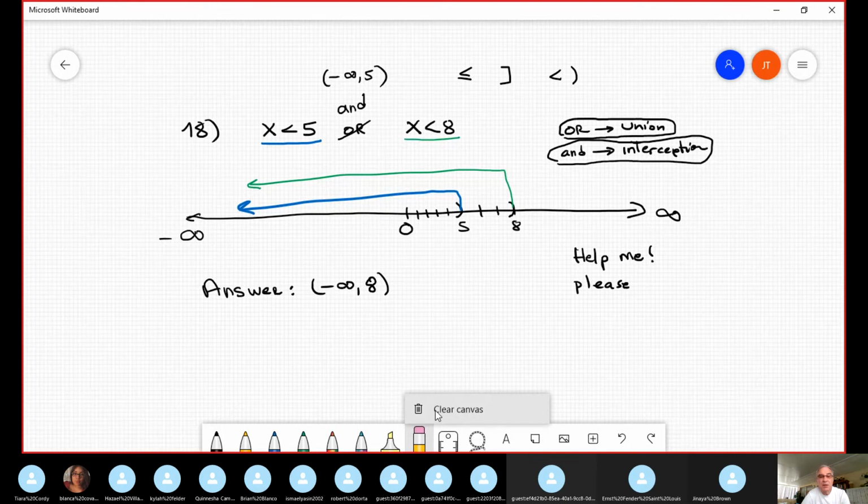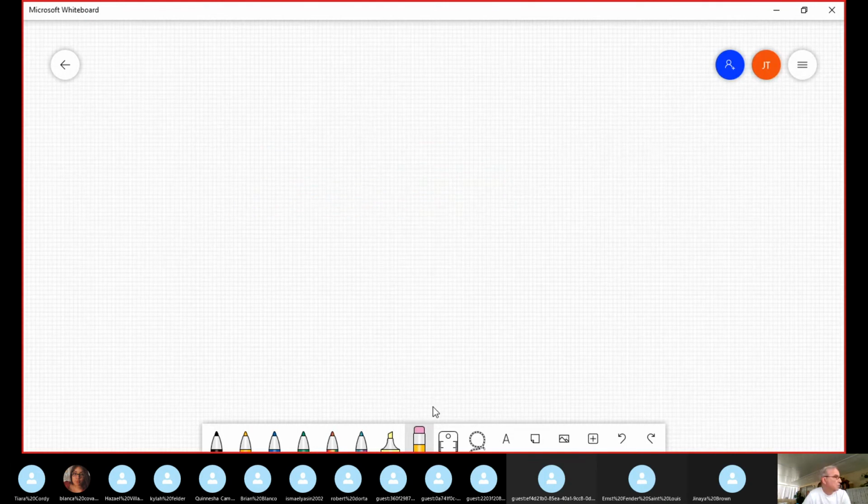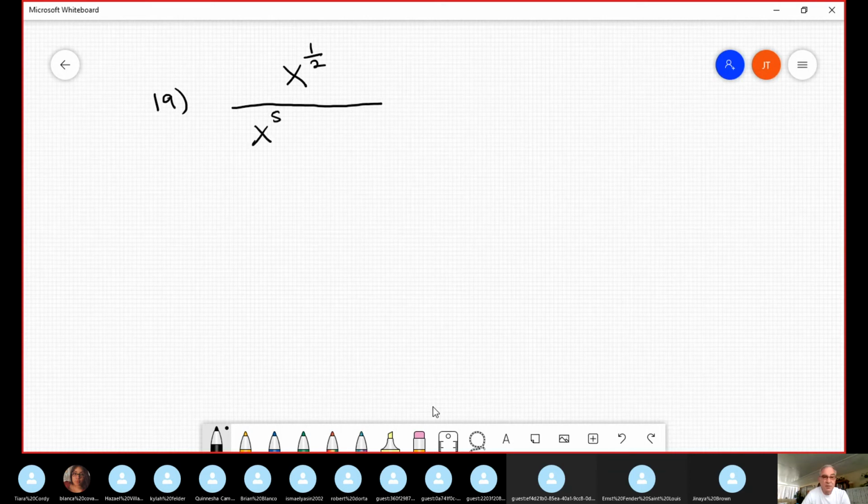Problem 19 is manipulation of radicals. Using the rule of the exponent, which is easy. We have a fraction. At the top we have x to the 1/2, x to the 5/4, multiplication, x to the -2.